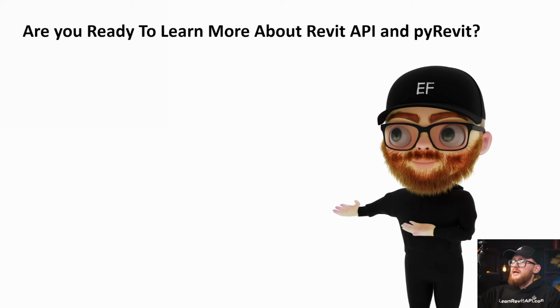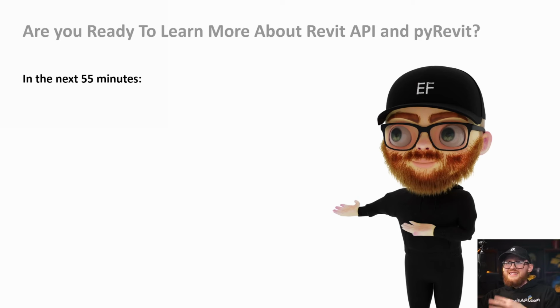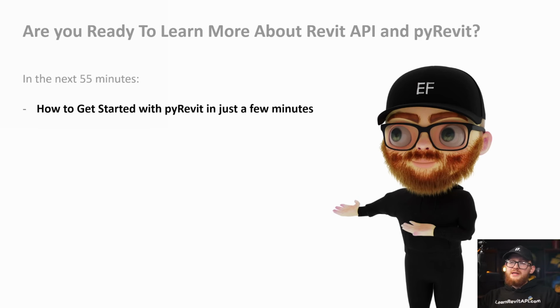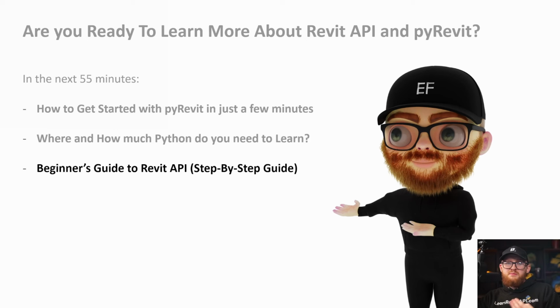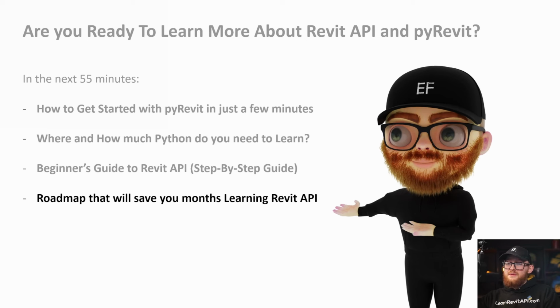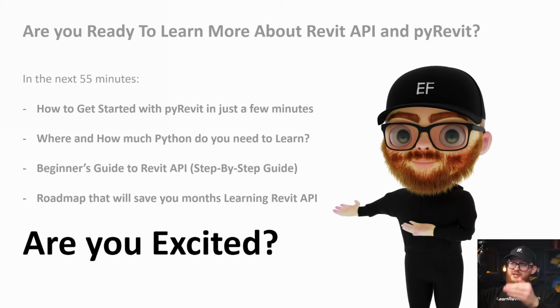Great. And are you ready to learn more about Revit API and pyRevit? Because in the next 55 minutes, I'm gonna go through and explain to you how to get started with pyRevit in just a few minutes. Then we will have a look where and how much Python you actually need to learn. And I'm gonna provide you a beginner's guide to Revit API, like a step-by-step guide that you can follow and find a lot of resources. And this roadmap will save you months learning Revit API. And in general, are you excited about what we're gonna learn, right? Are you excited to learn about pyRevit, Python, Revit API?